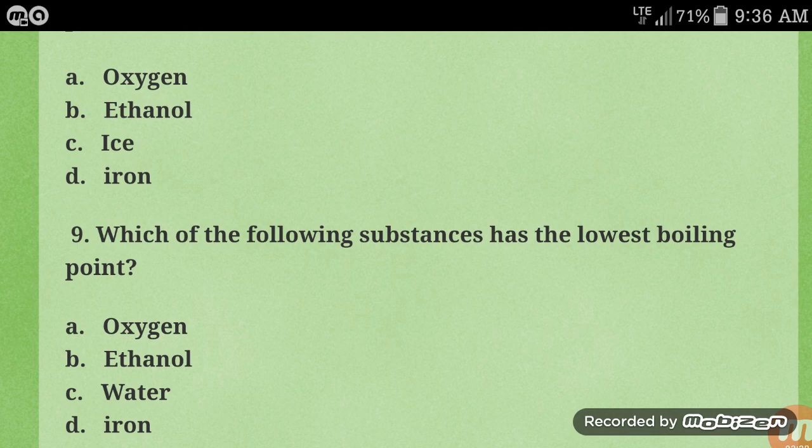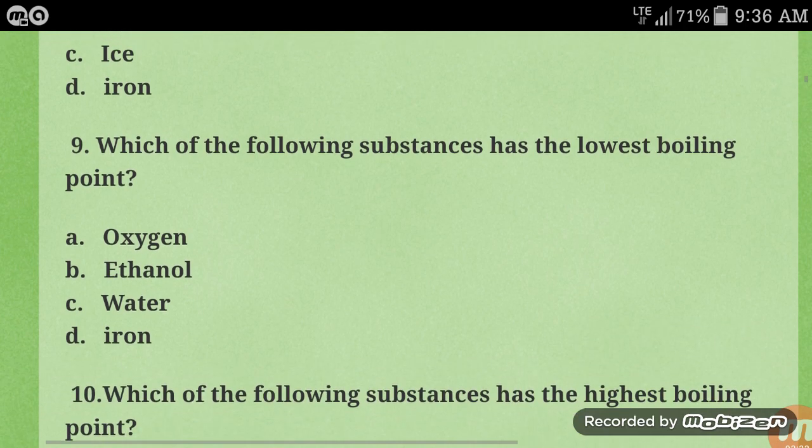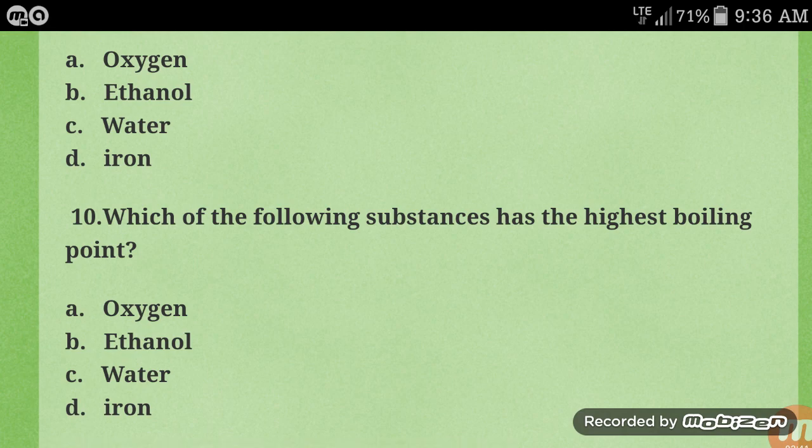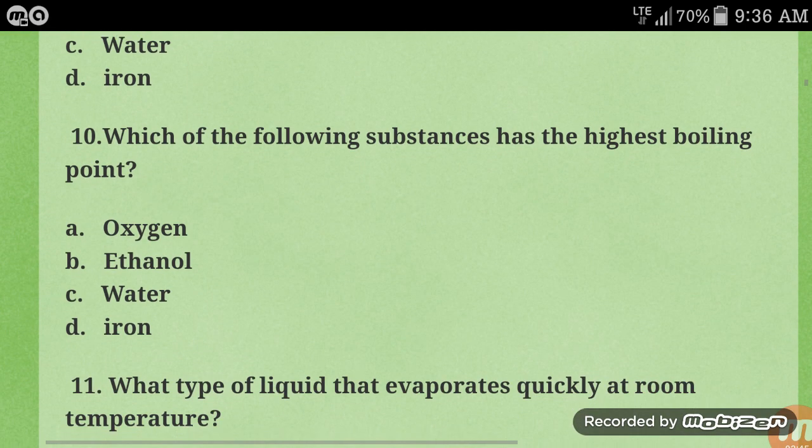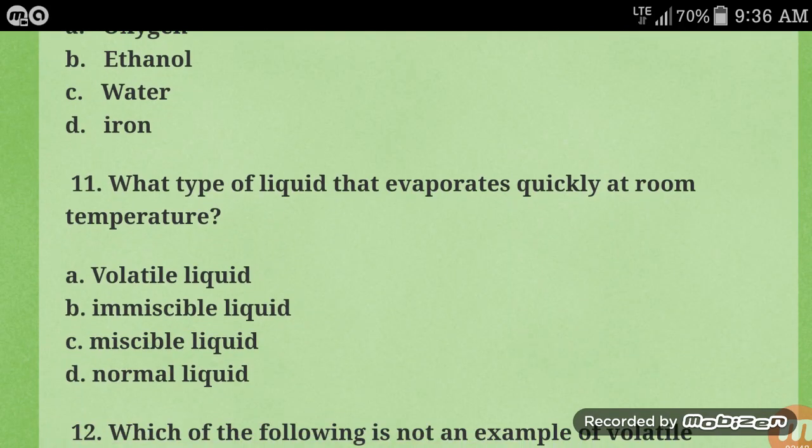Next one, which of the following substances has the lowest boiling point? Lowest boiling point. So we say there what? Again, oxygen, because it's a gas. Which of the following substances has the highest boiling point? Of course, it's the iron, which is metal. It's like 3000 or whatever degrees.